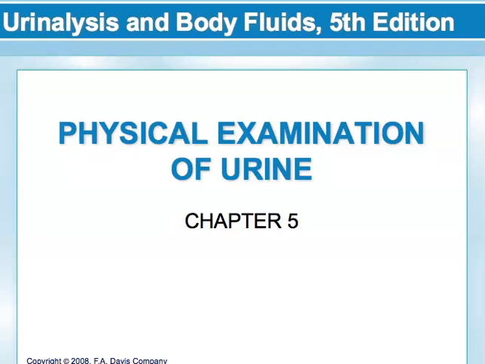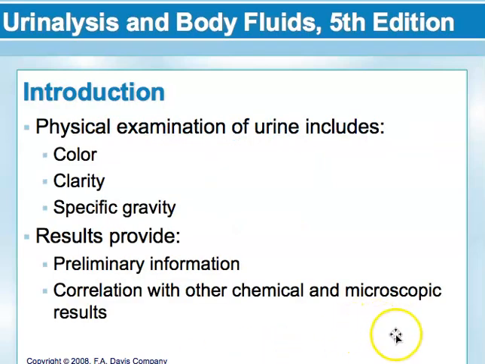In this last lecture for Unit 1, we're going to be talking about the physical examination of urine. I don't know if you remember from the first lecture of this unit, I mentioned that the urinalysis procedure is broken down into 3 stages. The first stage is the physical examination. The second stage is the chemical examination, which we'll be talking about in Unit 2. And the last stage is the microscopic examination, which we'll be talking about in Unit 3.